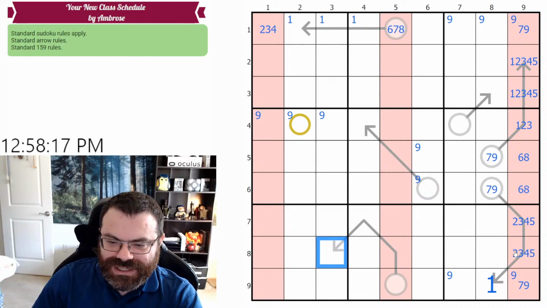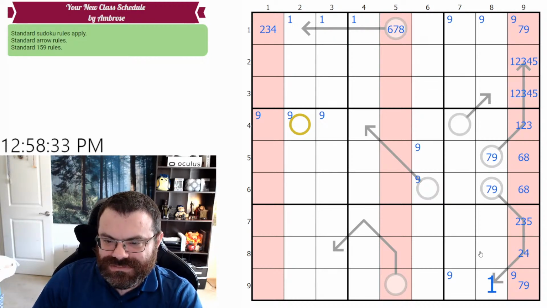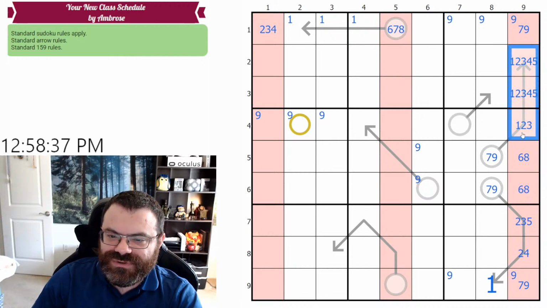This cell can't be a 9, so that's not a 3. This cell can't be a 9, so this is not a 4. This cell can't be a 9, so that's not a 5. Okay. So now this can't be 2, 3, 4, because that breaks this cell. So this has a 1 in it also.